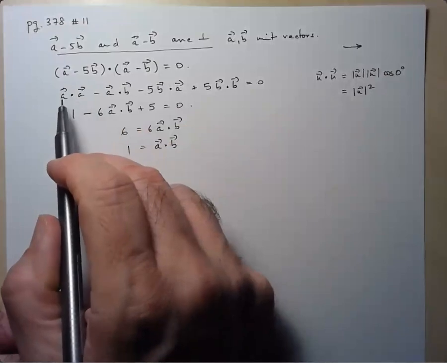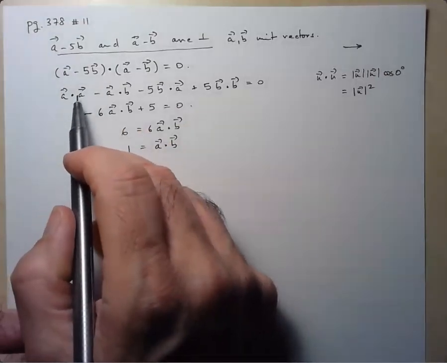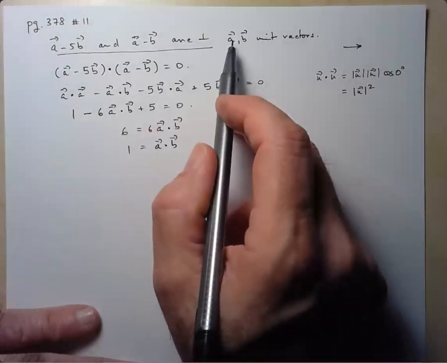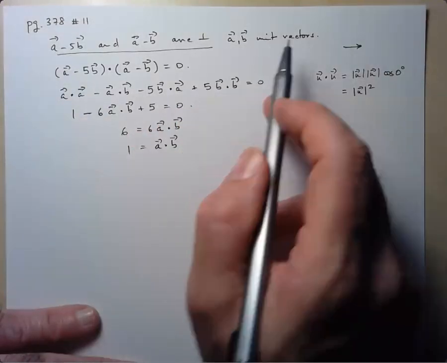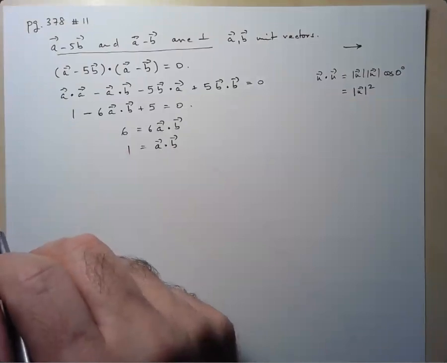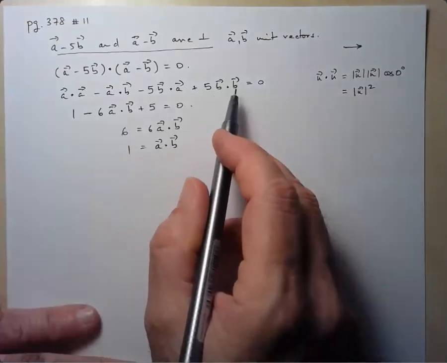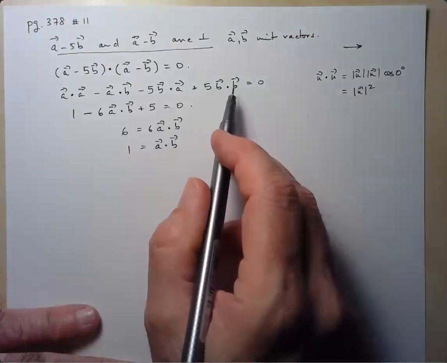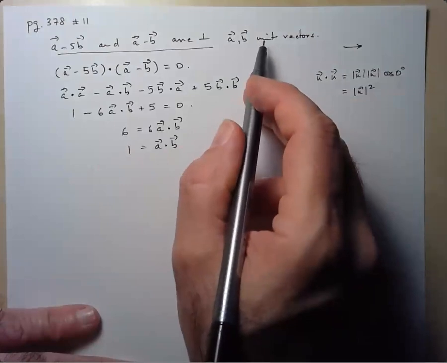But here, what did they tell us? So A dot A would be the magnitude of A squared. But what did they tell us about vector A? It's a unit vector, meaning it has magnitude 1. And similarly for B dot B. B dot B is the magnitude of B squared, but the magnitude of B we were told was equal to 1.